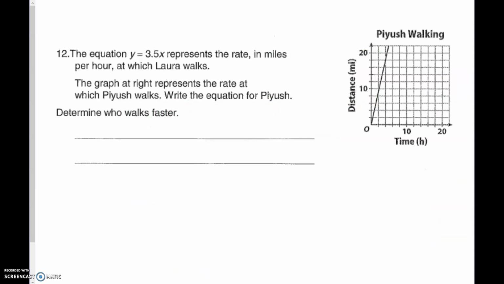And our last problem here, the equation y equals 3.5x represents the rate that Laura walks. The graph at the right represents the rate that Piyush walks. Write the equation for Piyush. All right, so it is going through the origin, which means it is proportional. So I can write for Piyush's equation, y equals, and now I need to find that value.